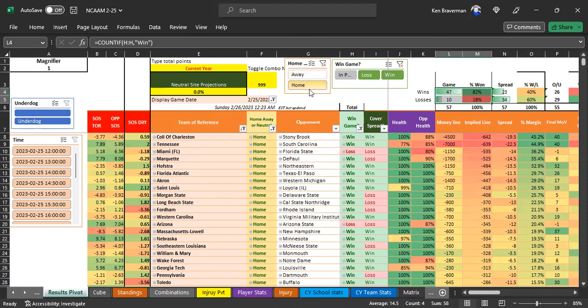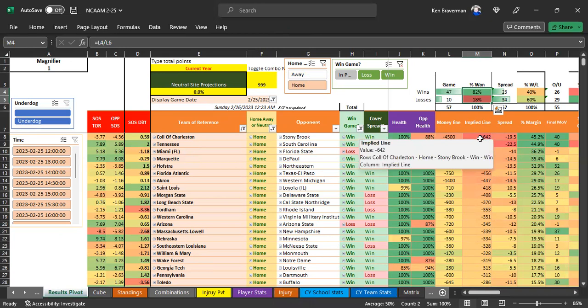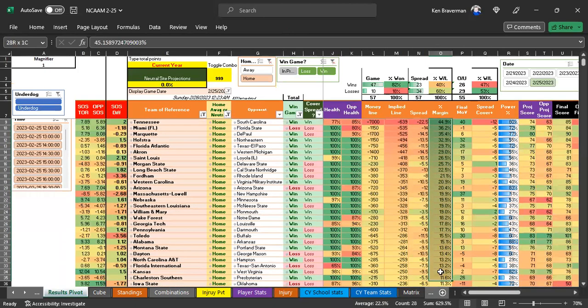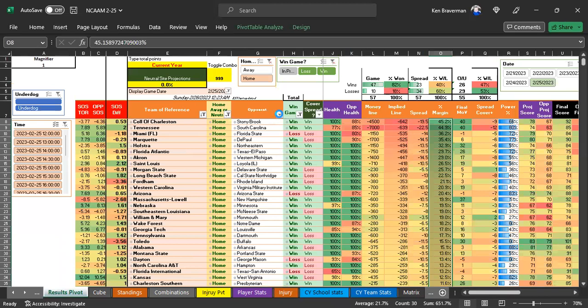I will die on that hill and tell you that home teams are the teams you only want to play because I've seen enough to know that. We're 47-10 with home teams, 82%. As I said, over 80%, and then I said with margins above 10%, which are all the games up to here, we'll just filter for them real quick.